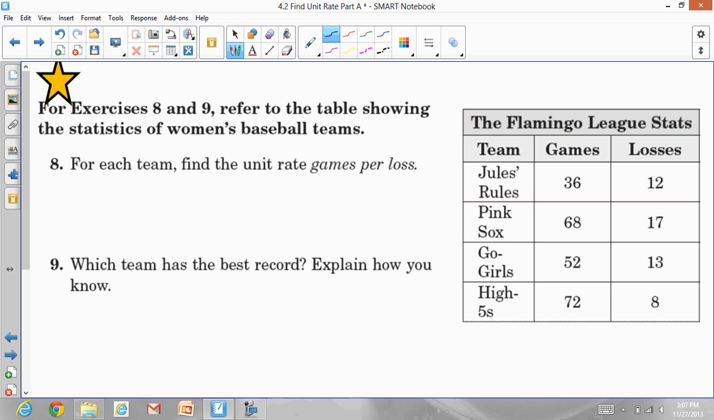Question number 8. For exercise 8 and 9, refer to the table. The Flamingo League stats. Teams 1, 2, 3, 4, games played, and the losses they got. So let's focus on question number 8. For each team, find the unit rate. Keep in mind, unit rate means for 1. Games per loss. So let's do this.